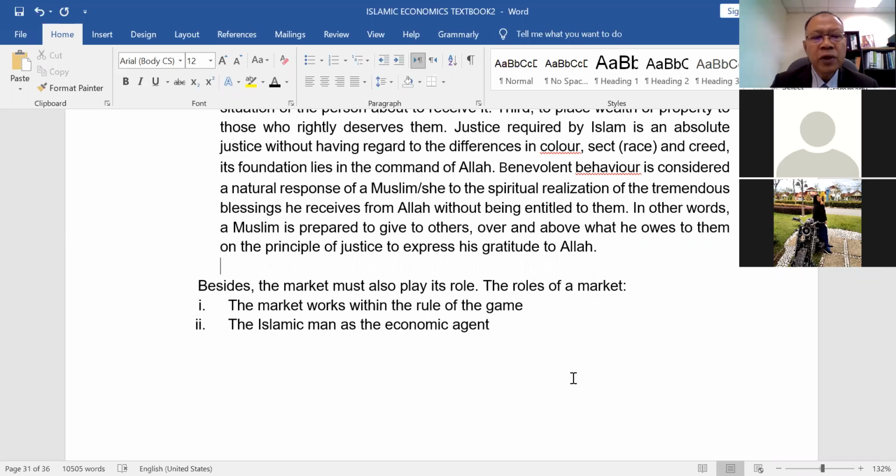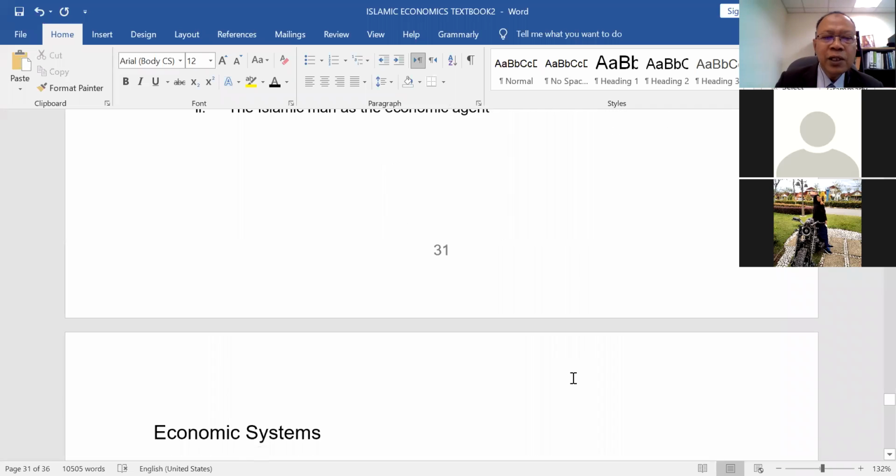And like we said before, the Islamic man as the economic agent means consumers maximize falah, not necessarily just to maximize utility, and producers maximize falah also, not necessarily to maximize the profit. All right, any questions so far?